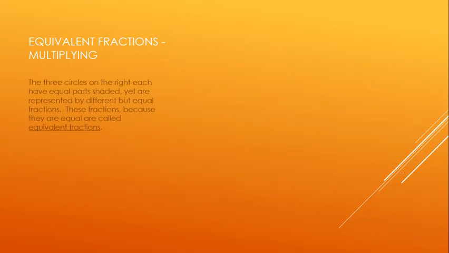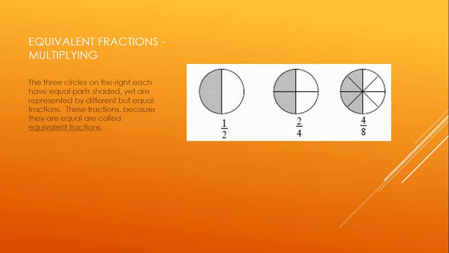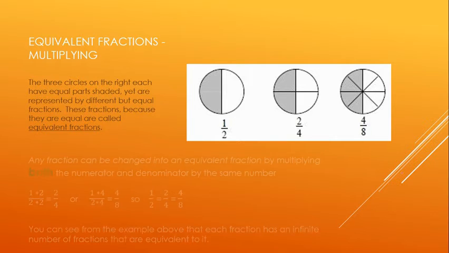Equivalent fractions, multiplying. In the 3 circles on the right, each have equal parts shaded, yet are represented by different but equal fractions. These fractions, because they are equal, are called equivalent fractions. So the first circle, you have the shaded part is 1/2. In the next one, we have divided the circle into 4 equal pieces, and 2 parts are shaded. And in the third circle, the circle has been divided into 8 equal pieces with 4 parts shaded.